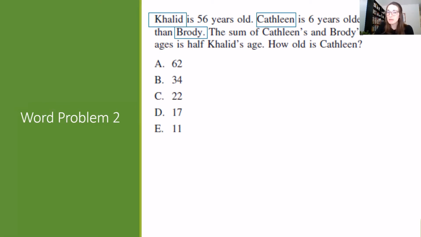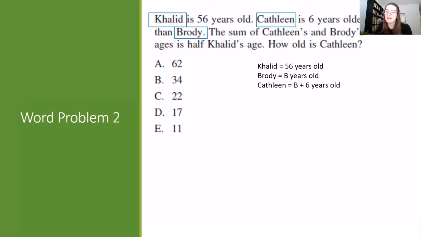So with these 3 people, we only know one of their ages, right? We know that Khalid is 56 years old. Brody, we have no idea how old he is, so we're just going to use the letter B as a variable there. So we'll say that he is B years old. And then we know that Kathleen is 6 years older than Brody. So think about older. Are we going to add, subtract, multiply, or divide? Well, it'd be like plus 6 years. So here, if we just take Brody's age, B, and then we add 6 years, then we can get Kathleen's age.